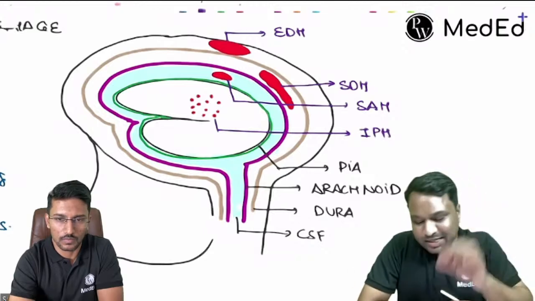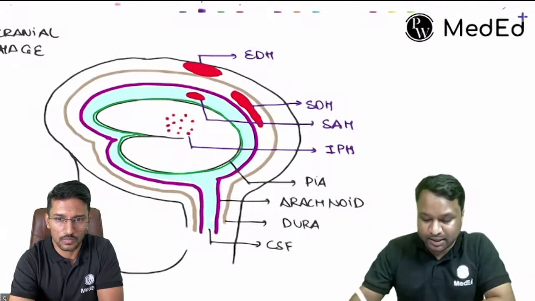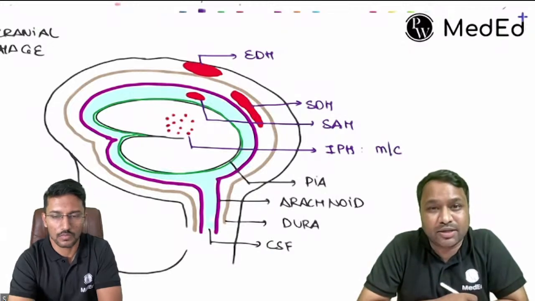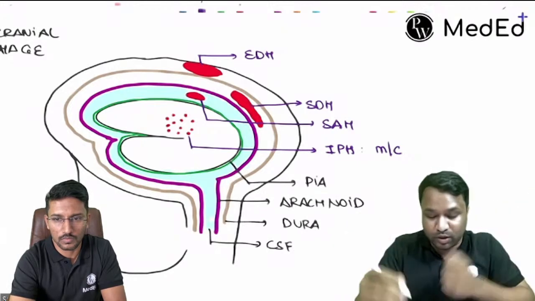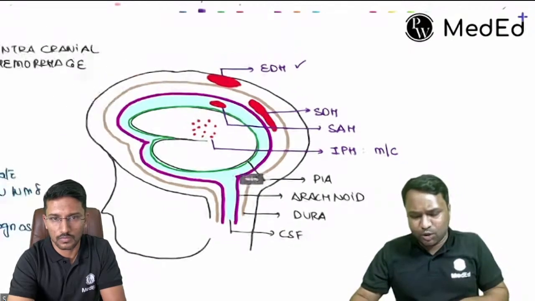Now, your MCQ question here is, which of the following is the most common traumatic injury? The overall most common is the intraparenchymal hemorrhage, but the one that presents with the most dramatic, clinically more evident presentation is the extradural hemorrhage, which is going to be an acute presentation.